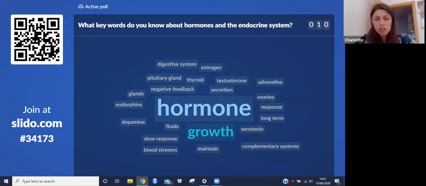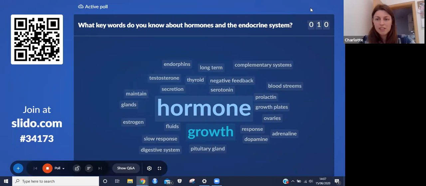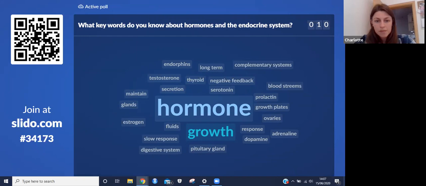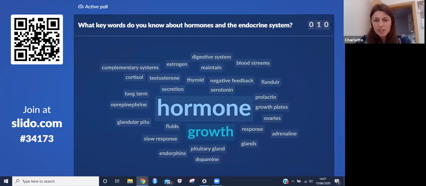Really good. Estrogen in there as well. Dopamine, bloodstream, yeah. Really good. Okay. Any more? Prolactin. I think. Oh, yeah. Pituitary gland again. Estrogen, growth plates. Amazing. Okay, loads of good stuff in here.